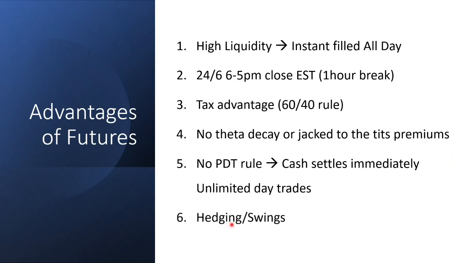Number 6, hedging and swinging. So going back to number 4, you could swing a futures trade and not have anything affected by theta or anything. It'll just be normal. And for hedging, you could have short-term trades that you have, but you could also hedge them with futures since you're not getting theta decayed or high premiums. So futures are good for swings and hedging.